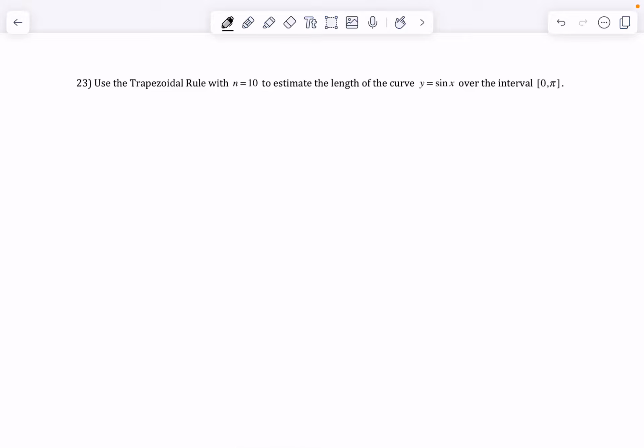So now we're going to find the length of the curve for sine x over the interval from 0 to pi. The first thing to do is find the derivative. Of course, the derivative is going to be cosine x. And then for the arc length, we need to integrate from 0 to pi. And then the formula is the square root of 1 plus the derivative squared.